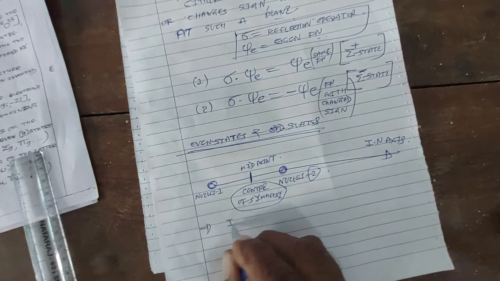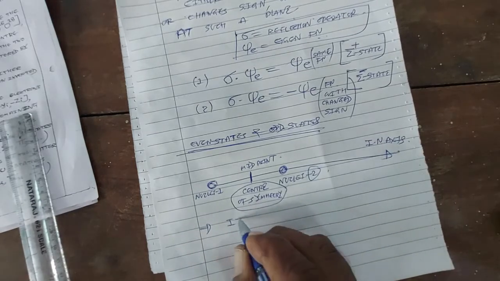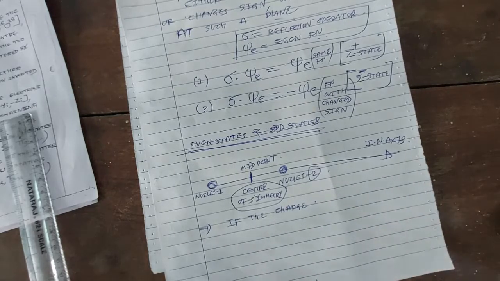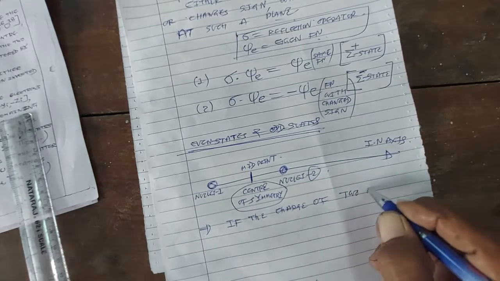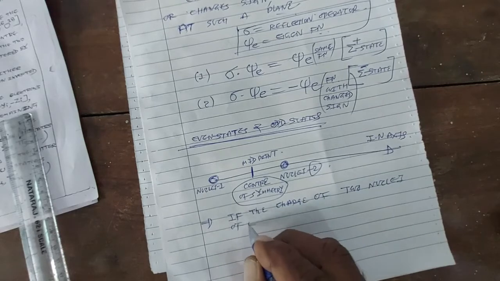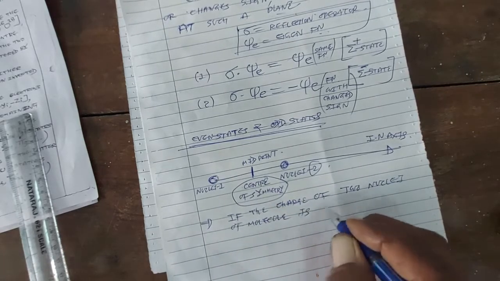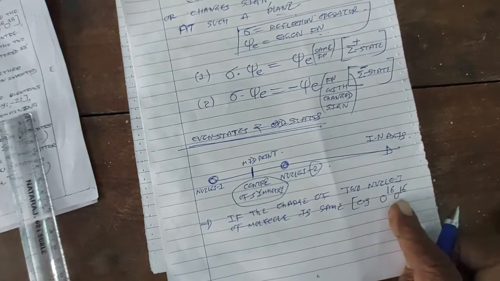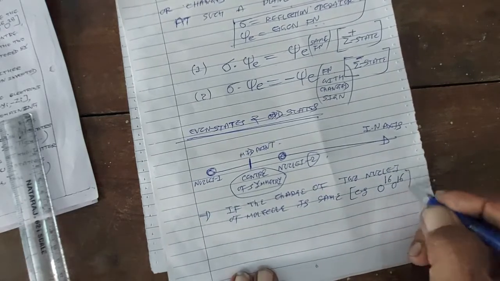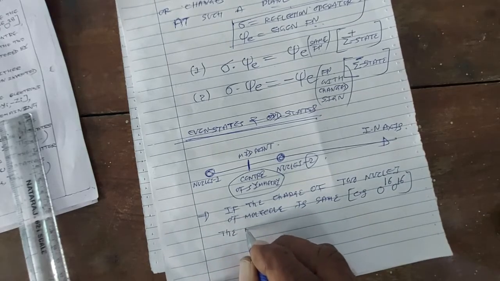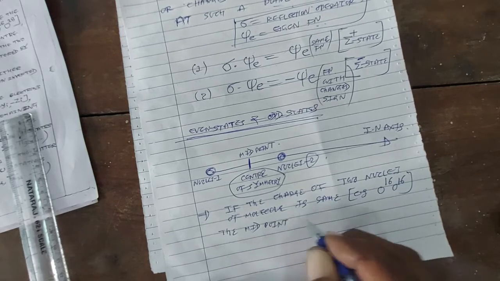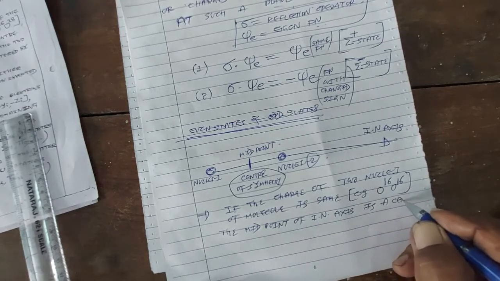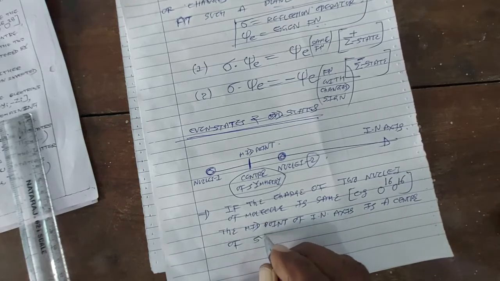So I mention here, if the charge of the two nuclei of the molecule is the same, as for example O16, these are two nuclei having the same charges, then the midpoint of the internuclear axis is a center of symmetry.